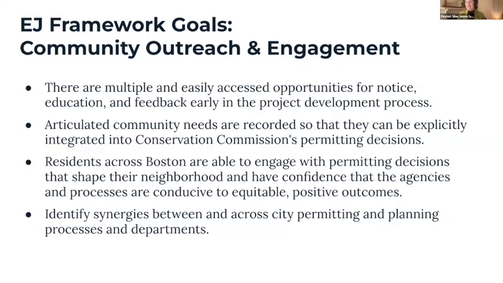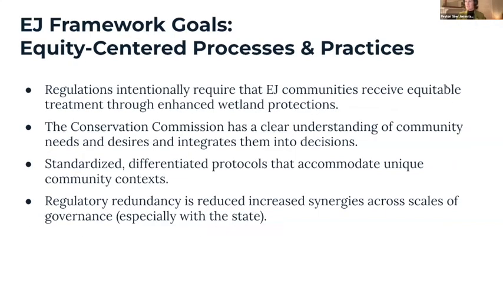And then identifying the synergies across city permitting and planning processes. So not wanting to overburden anyone through doing this process. Another set of the goals was the equity-centered process and practices. So one is about outreach engagement. The other one is about the processes of the commission and the Conservation Commission team. So one is around wanting to really ensure that the regulations intentionally require that EJ communities receive equitable treatment. So that's a clear and defined goal.